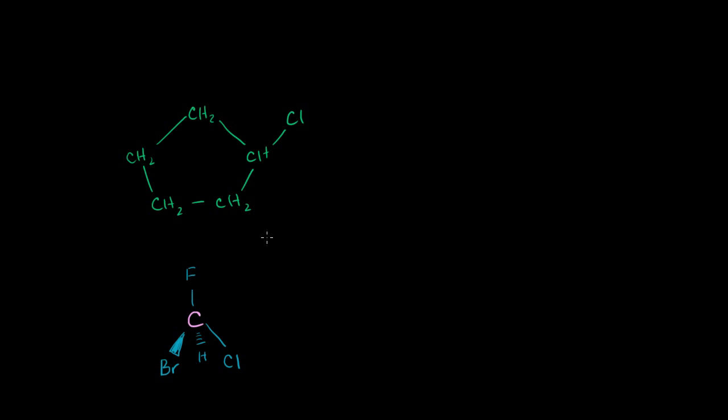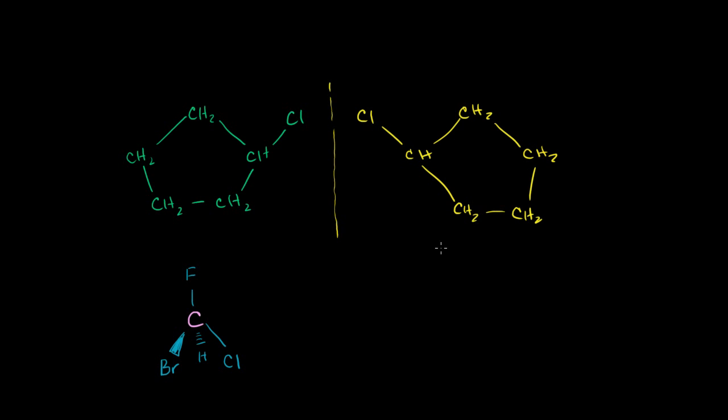To see that it's not a chiral molecule, there's a couple of ways you could think about it. The easiest way, or the way my brain likes to think about it, is just to think about its mirror image. Its mirror image will look like this. So if that's the mirror, you would have a chlorine, and then you have CH, CH2, CH2, and then a CH2, CH2, and then you complete your cyclopentane.